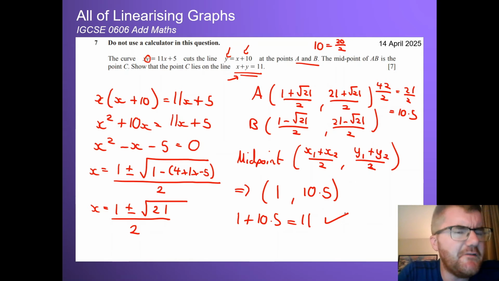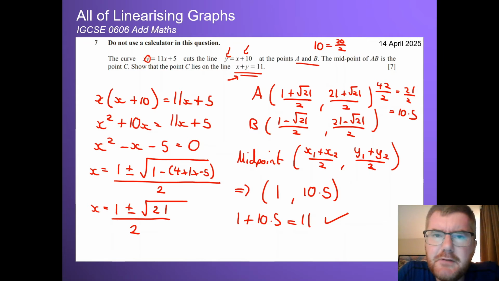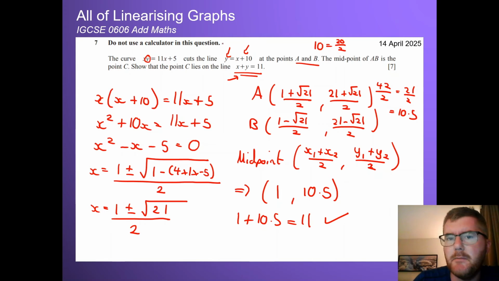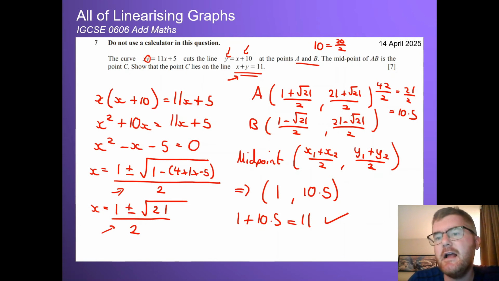Even though it's a 7 marker and looks kind of intimidating, in fact it's pretty basic skills. We're doing a quadratic simultaneous equation that gives us these two answers. We then work out the y values, and then work out the midpoint using the midpoint formula. Lots of standard iGCSE stuff, not even AdMaths. And then checking it does fit x plus y equals 11. So well done if you got that.